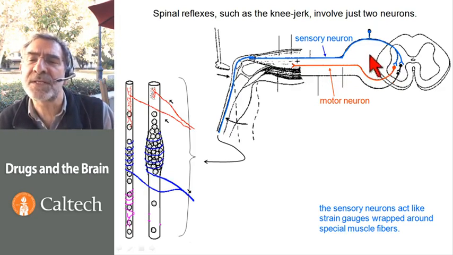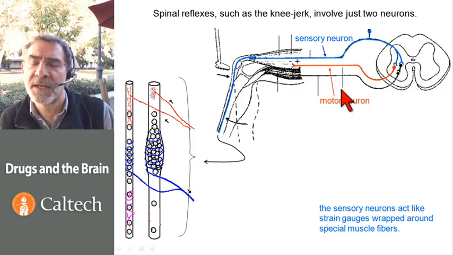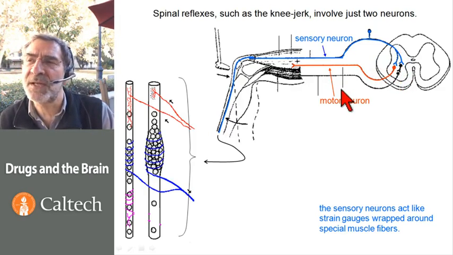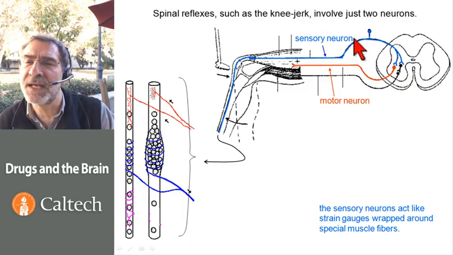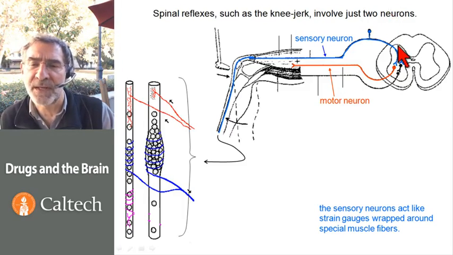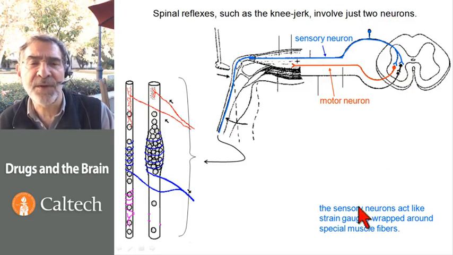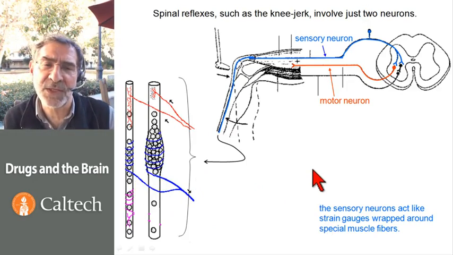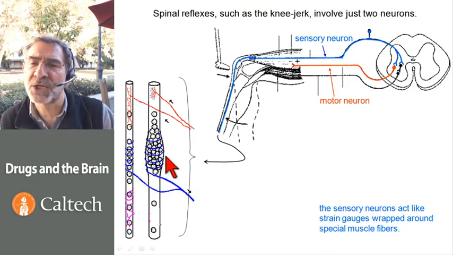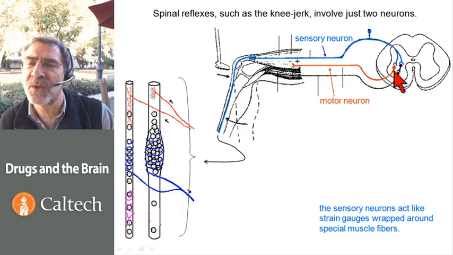And this reflex acts almost completely on its own with no descending control from the brain. Interestingly enough, here the sensory neurons act like strain gauges wrapped around these special muscle fibers. So we have a sense organ again, we have a projection into the central nervous system, we have a bit of processing, and we have a projection back out to muscles.